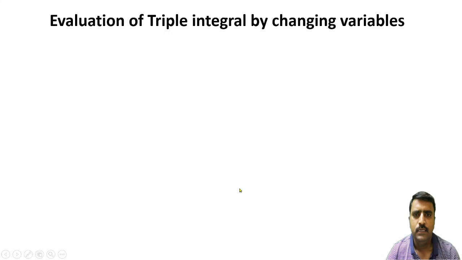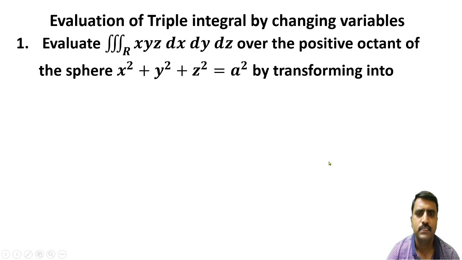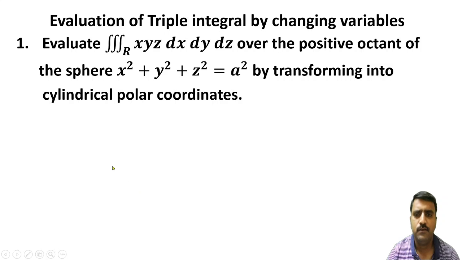Yes, let us see one problem based on these transformations. Evaluate the triple integration over R of xyz dx dy dz over the positive octant of the sphere x square plus y square plus z square is equal to a square. You know that x square plus y square plus z square is equal to a square is the sphere with center origin and radius a. So now we have to evaluate this by changing to cylindrical polar coordinates, that is the first one.